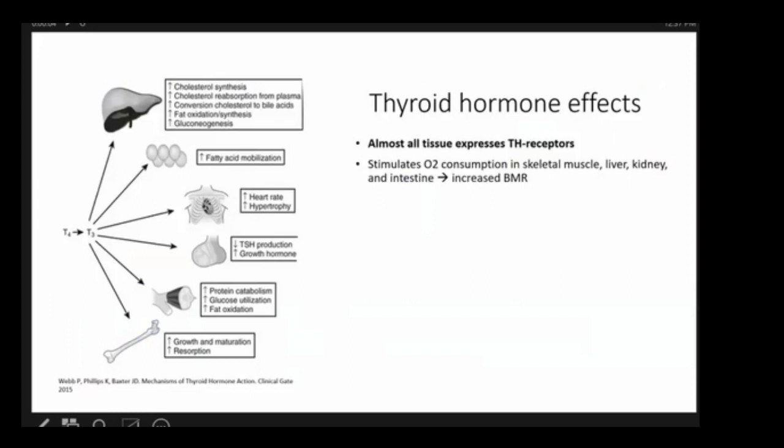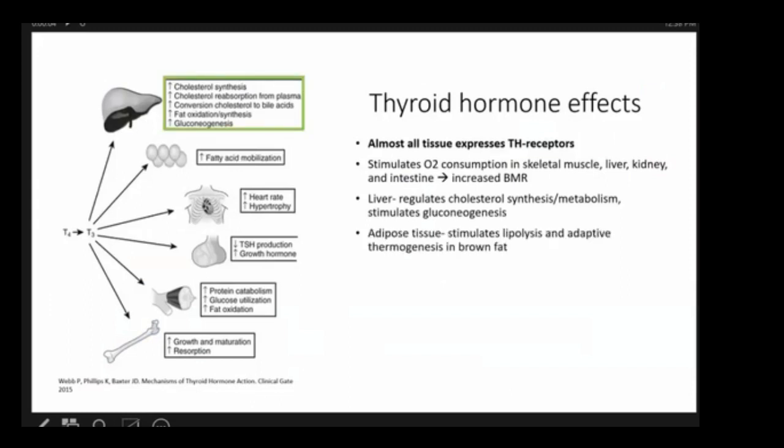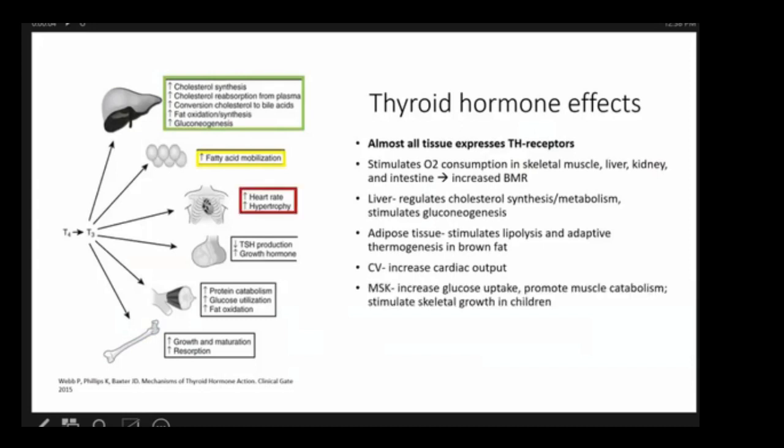In the liver, it regulates your cholesterol synthesis and metabolism. It also stimulates gluconeogenesis. In fat tissue, it stimulates the breakdown of fat tissue and also adaptive thermogenesis. So there's a role in body temperature. It increases your cardiac output, increases your heart rate. There's increased glucose uptake by your skeletal muscle. It also promotes muscle catabolism, and in children, it's going to stimulate skeletal growth.